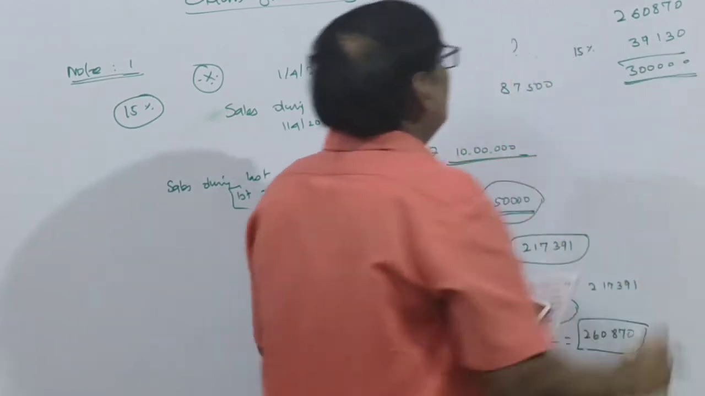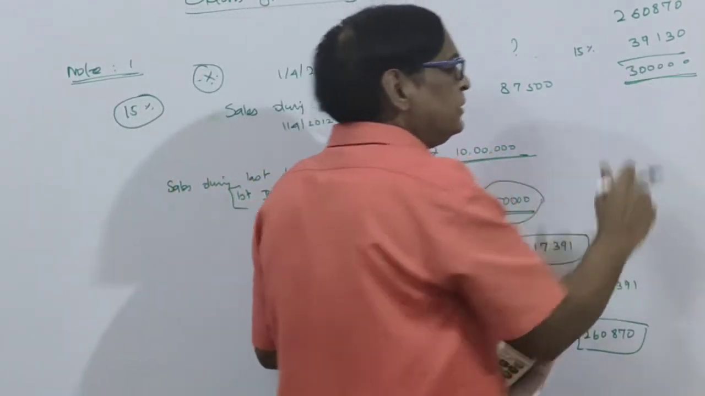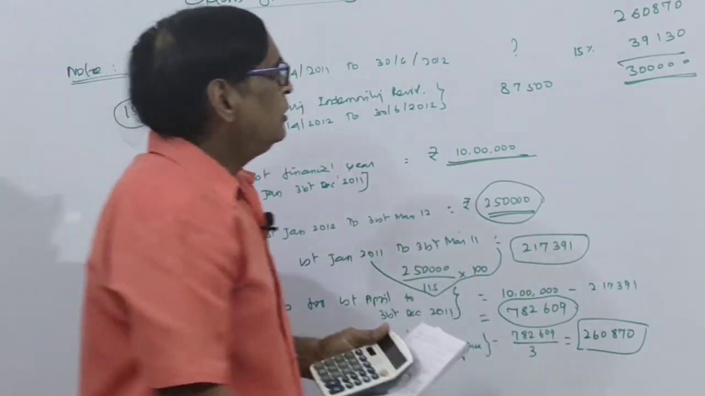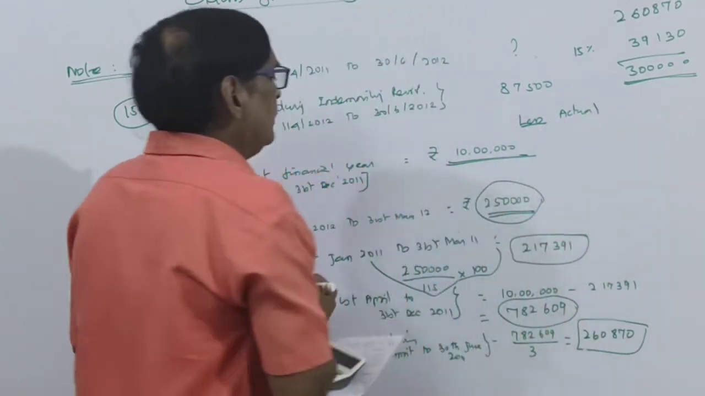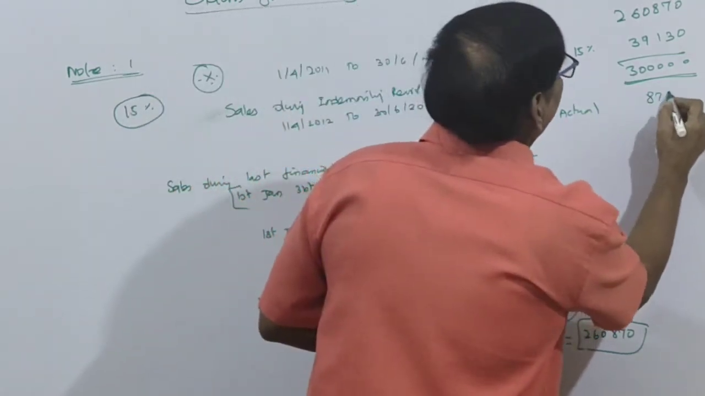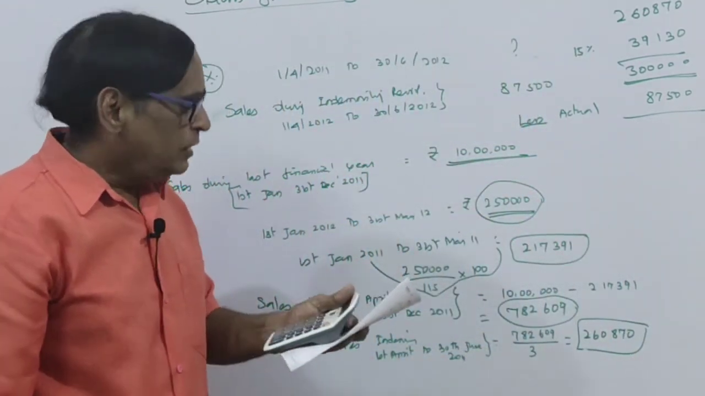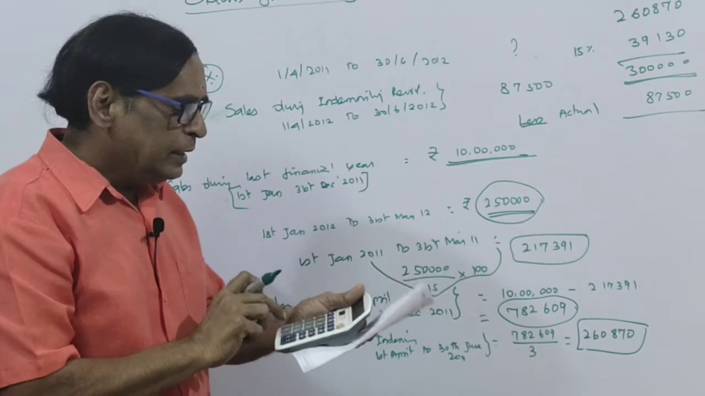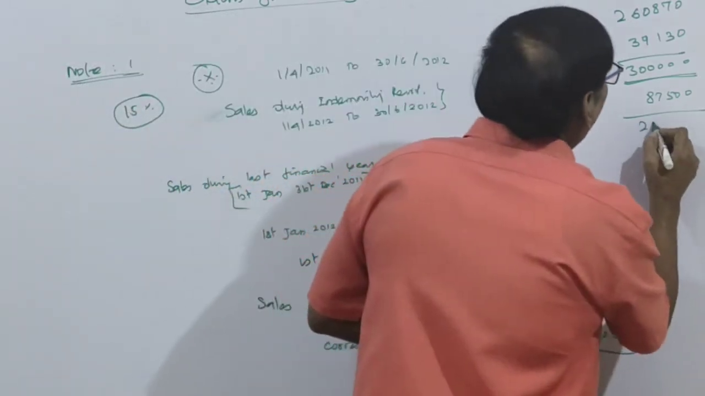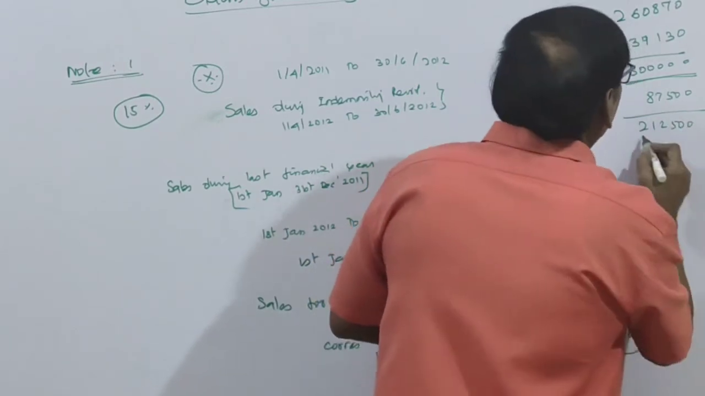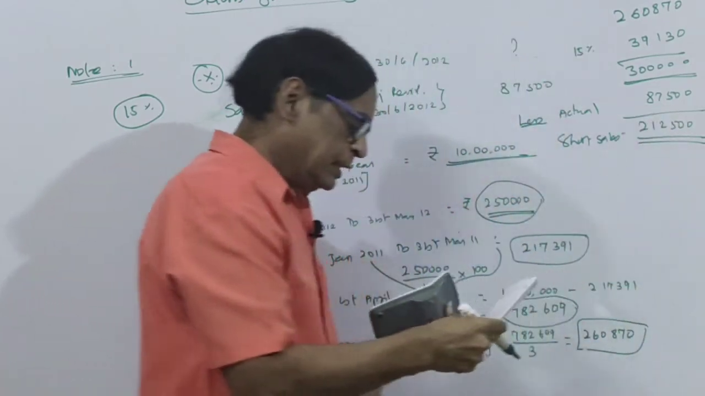So this year's indemnity period sales should be 3 lakhs, but the actual sales, how much? Less actual sales. Actual sales are only 87,500, it is given in the question. So how much will be the short sales? If we deduct this amount, 3 lakh minus 87,500, it will come around 2,12,500 rupees. This is the short sales.